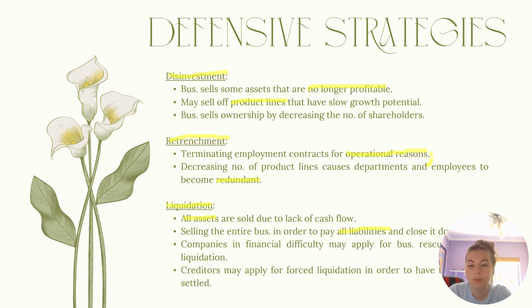Companies in financial difficulty may apply for business rescue to avoid liquidation. So business rescue, something like an angel investor or something that can sort of get rid of the debt and the business can start from scratch. And then creditors, stuff like banks that they've taken loans out with, may apply for forced liquidation in order to have the debts settled. So if debts have been going on for too long, money's accumulated, the creditors can apply for the business to be forced to sell everything and close the business down, so that the creditors can be paid back with whatever money's accumulated after that.